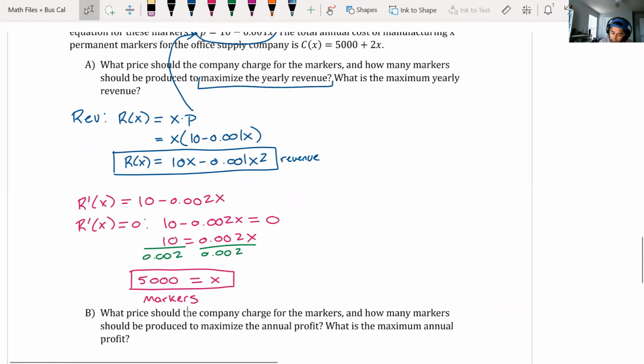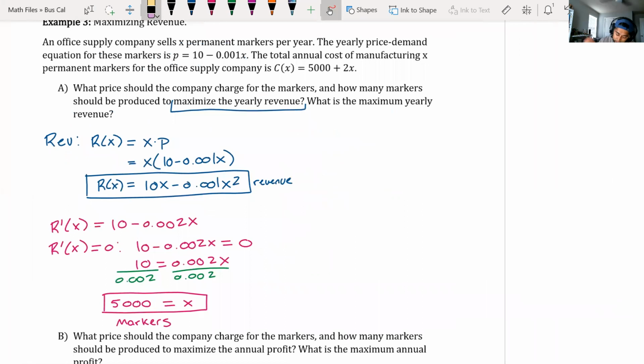Okay. All right, next. We're still in step A. What price should the company charge for the markers? How many should we make? We found out we should make 5,000. And then it says, what is the maximum yearly revenue? So all we're going to do now is take this answer of 5,000. We're going to plug it into the revenue function, just the regular revenue function, because that'll give us the maximum yearly revenue. And then we're going to plug it into the price equation to tell us the price we should sell the markers at. So we're going to plug them into both of those equations.